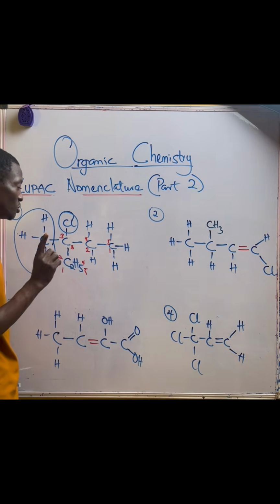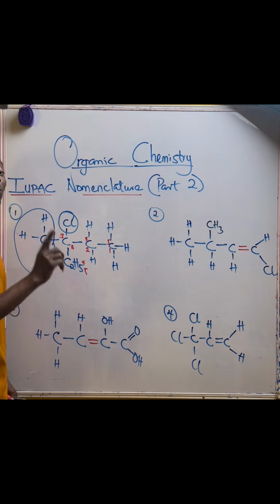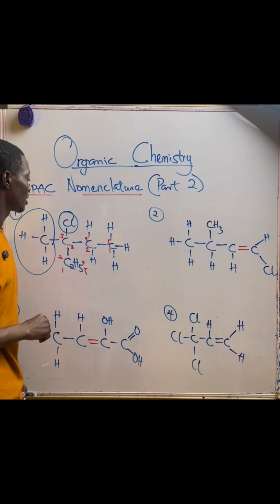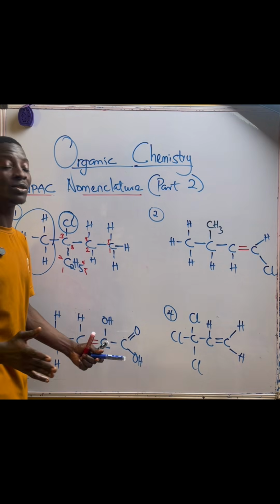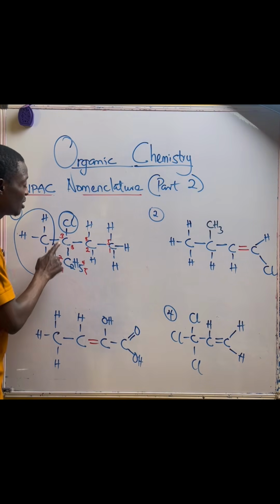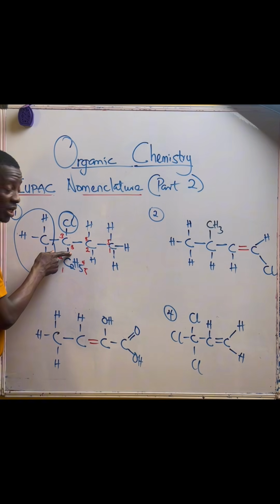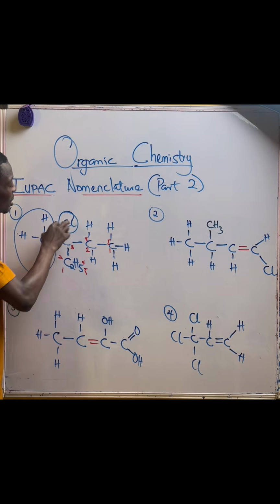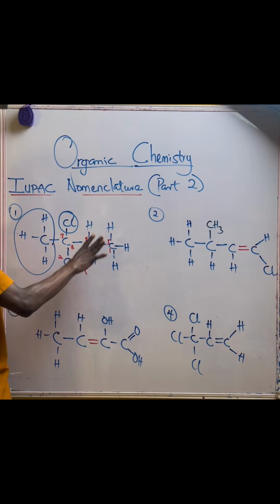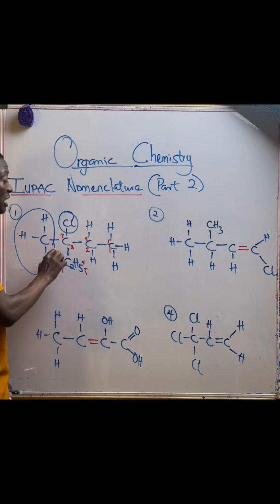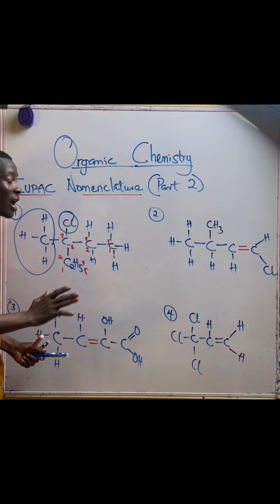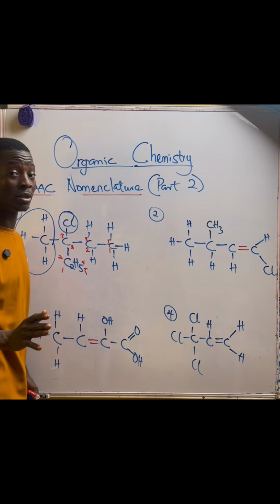In that sense, what do you do? You have to cancel one of the numbers. Does that make sense? So which one can you cancel? When the numbers are 3, 3, you check your substituents. If the substituents are falling on the same carbon, like in this example now, you won't have any problem cancelling any of the numbers. Do you understand?